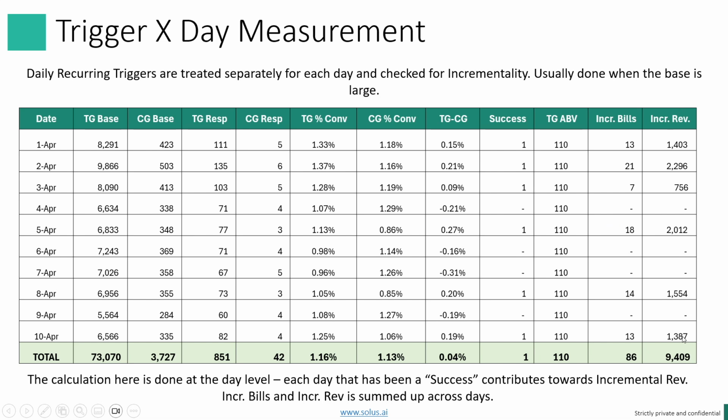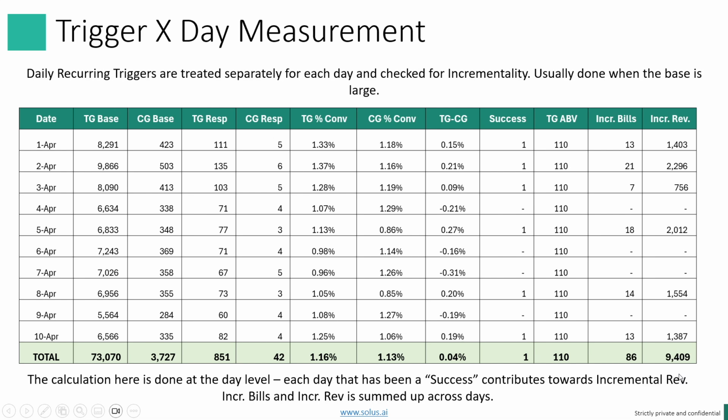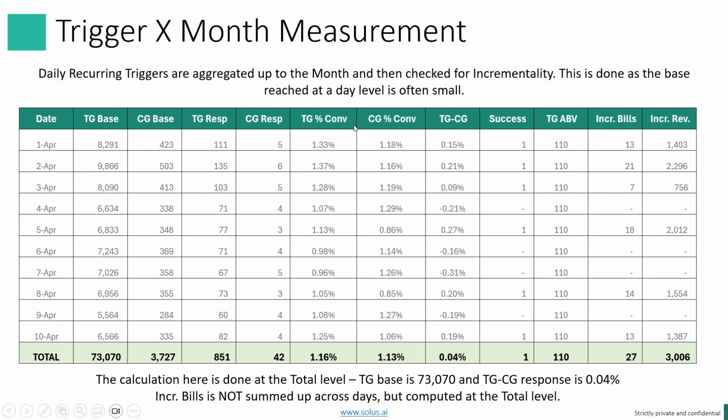So it's the same set of triggers, but if you now look at it, here the measurement is coming out to $9,409. Out here it was 3,006. It just will be different. Trigger cross day is going to get you a higher incremental number. That's two very distinct ways of doing it. If I were to pick one, most of the time I would pick trigger cross month.